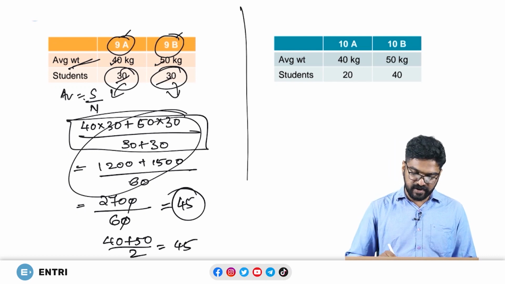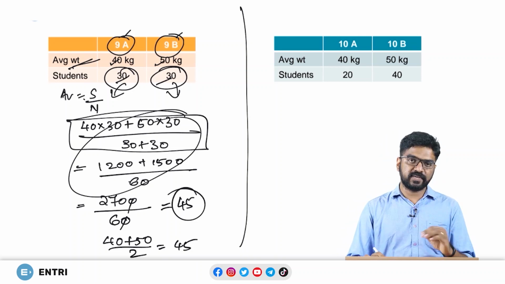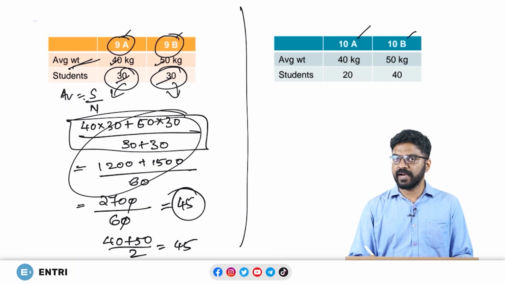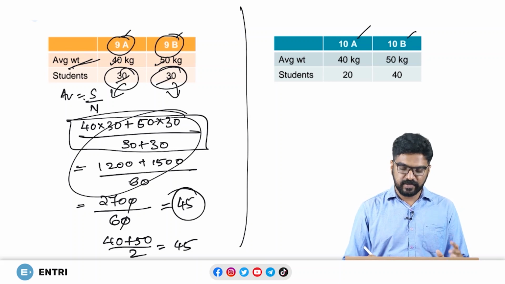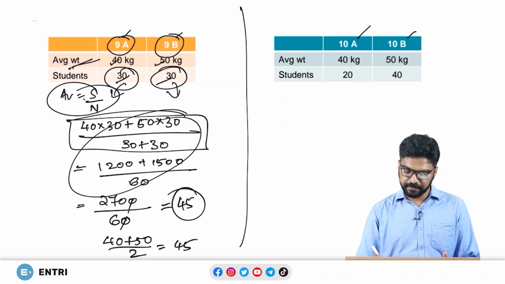So let us try a different question. Let's see this more clearly. There is a class 10 and there are two divisions, class A and class B. We are asked to calculate the average of this particular value. So let's find the average of the entire students of 10th standard. Now how will we do it? Again, average is nothing but sum divided by number of terms.